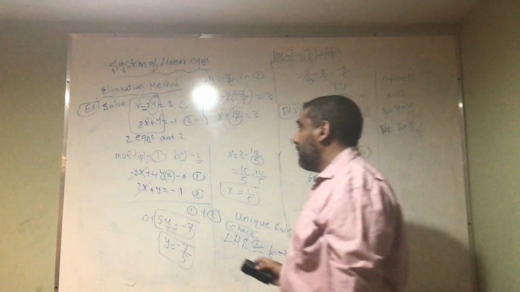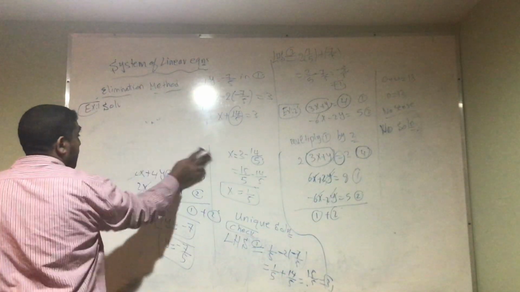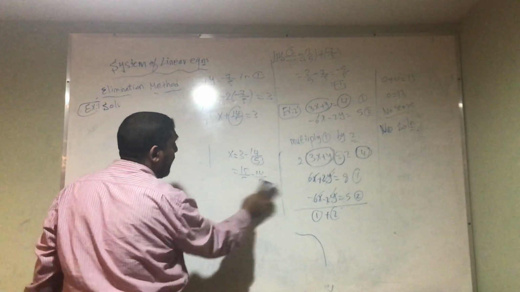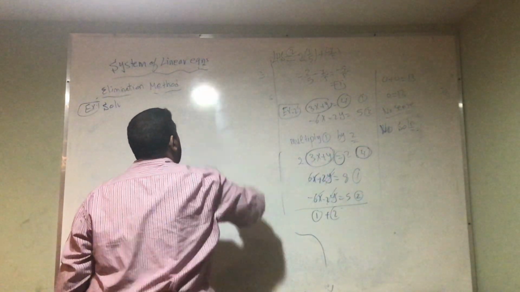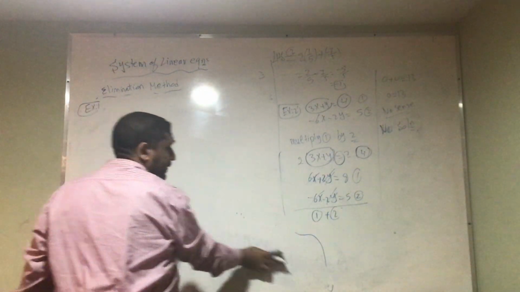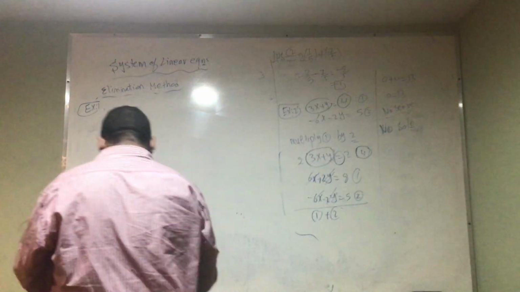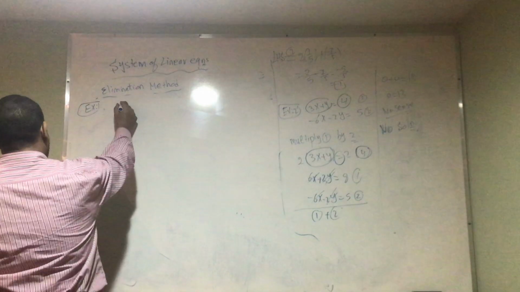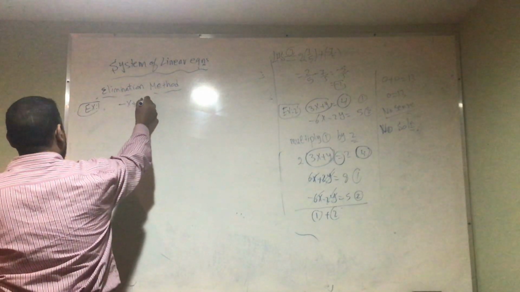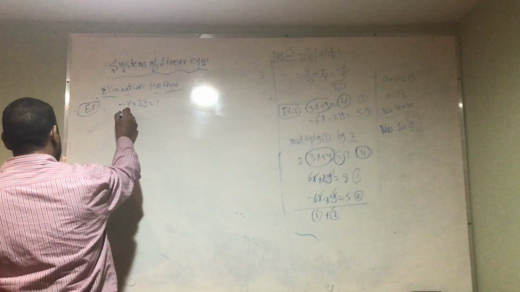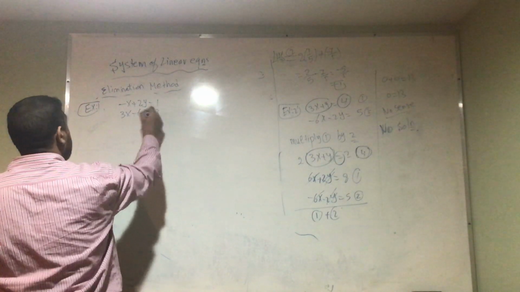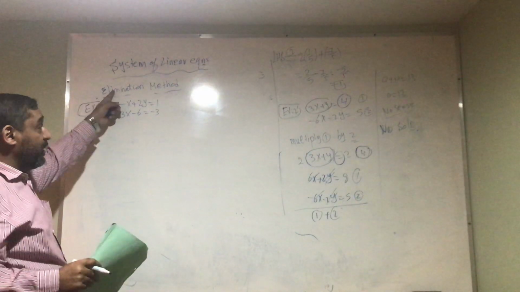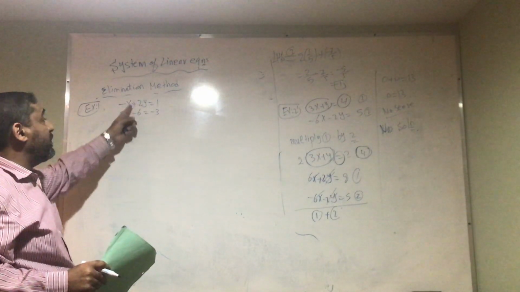All right, I give you another example here, a third example, and then we can give you another technique for solving a system of linear equations. Example number 3: minus x plus 2y equals 1, and 3x minus 6y equals minus 3. The question: solve by the elimination technique the following system of linear equations.